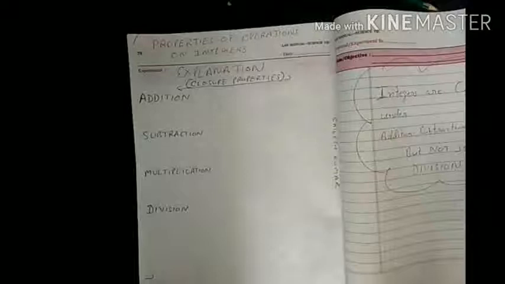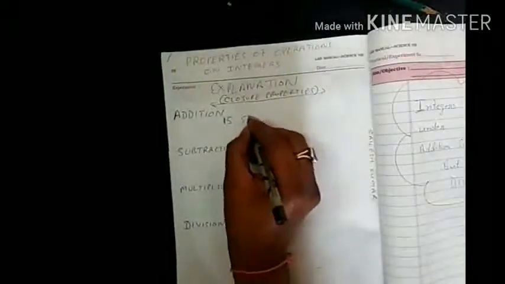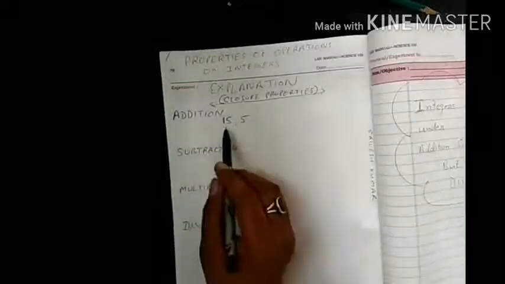Okay, so first of all, you know how many types of integers there are. There are two types of integers: positive integers and negative integers, and zero is also a member of the integers. So first of all, I will take any two integers. Say I take 15 and 5. Clear? Now 15 is an integer and 5 is also an integer.